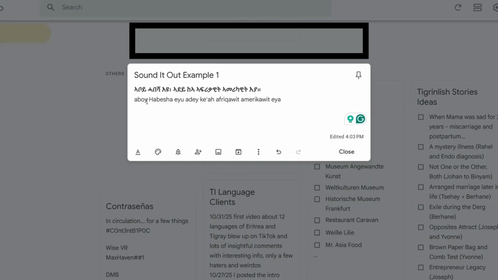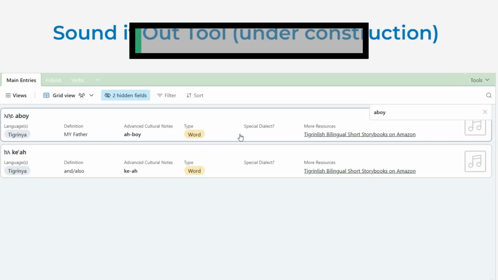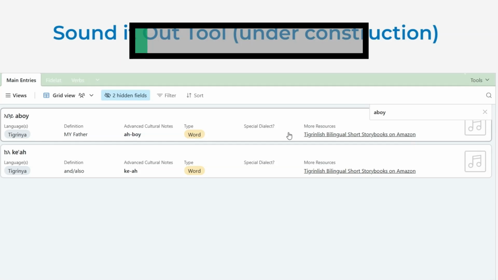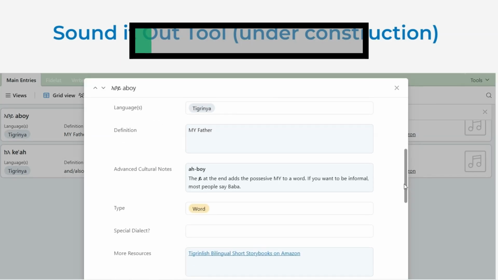We can also search with the Latinized letters. So let me show you what that looks like. You type that in here, and it still shows you the word. Now we have to go down a little bit to get the definition. Oops, let's try that again. There we go. So aboy means my father.